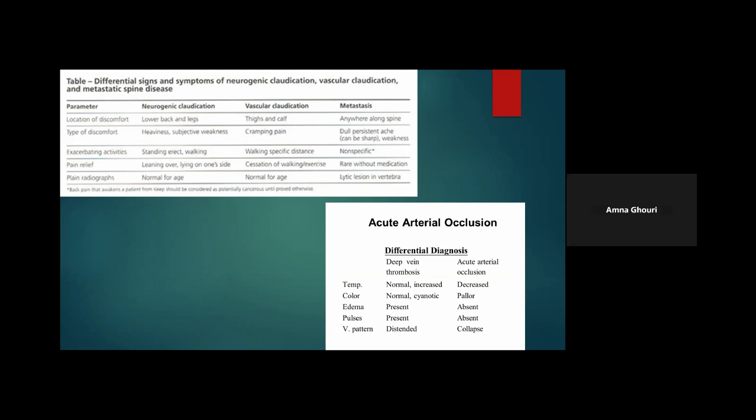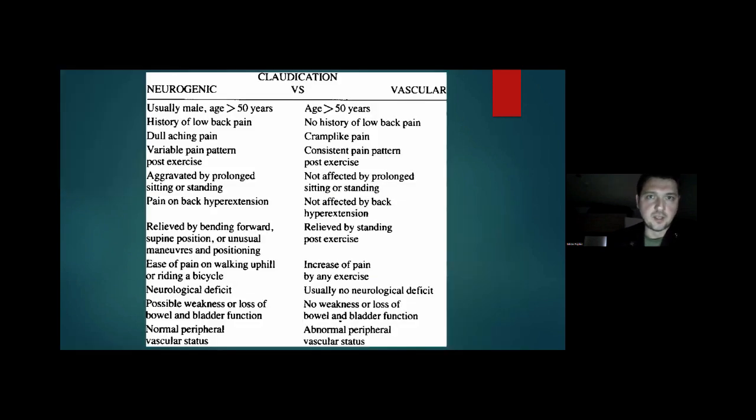Deep vein thrombosis, acute arterial occlusion: check the temperature of the leg, the color, whether it's pale or normal, whether the pulses are present or absent, and whether the venous pattern is distended or collapsed. So here again are the differences between neurogenic and vascular claudication. I had in my career several patients who were triaged in the emergency department as patients with herniated disc, but they had an aortic dissection or an acute occlusive arterial disease or a vascular problem.